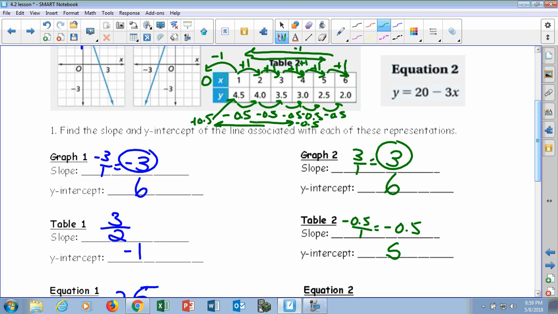Now the last one, they give you the equation, y equals 20 minus 3x. Now again, we know the equation is this, right?